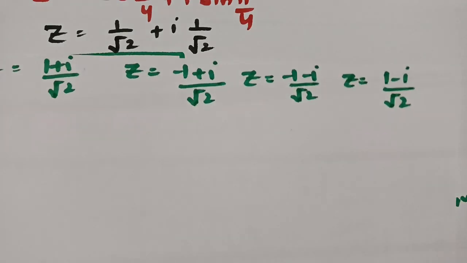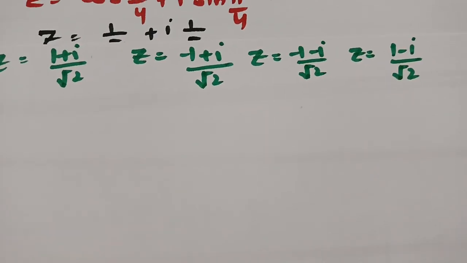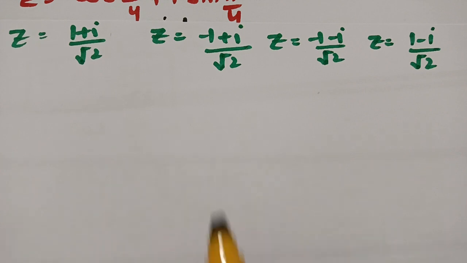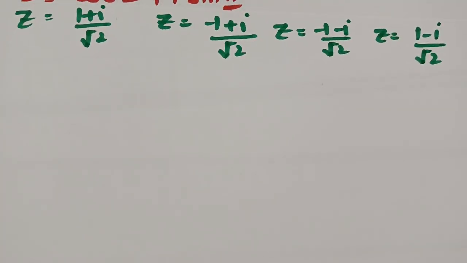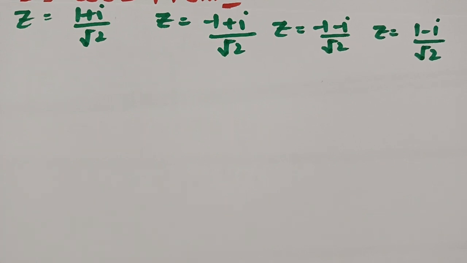So our four pole values here are z is equal to (1 plus i) by root 2, the next one is (minus 1 plus i) by root 2, z is equal to (minus 1 minus i) by root 2, and z is equal to (1 minus i) by root 2. So these are all the poles. And how do we find the residues?